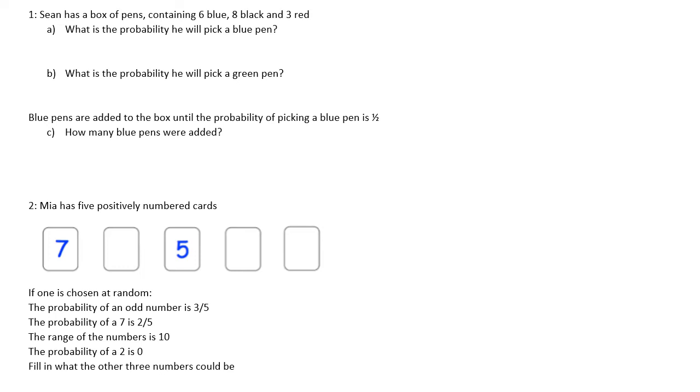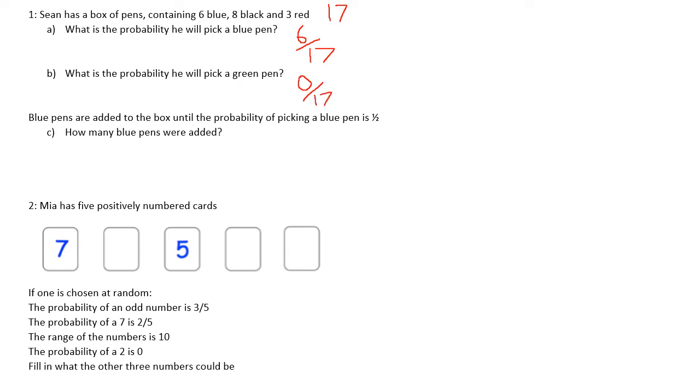Let's go through. Sean's got a box of pens, 6 blue, 8 black, and 3 red, so that is 17 pens in total. The probability he'll pick a blue pen, well there's 6 blues, is 6 out of 17. Green pen, well there's no greens, so 0 out of 17 or just 0.